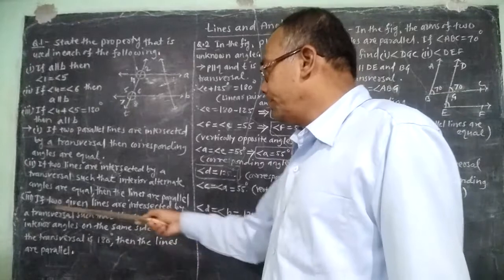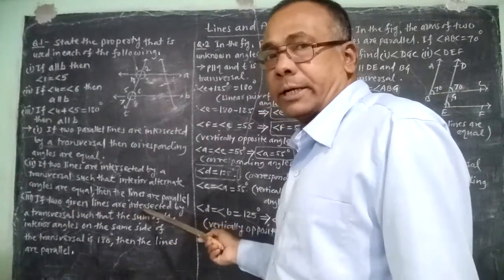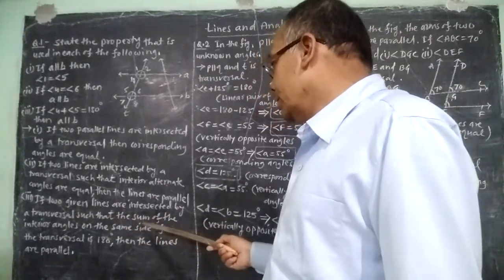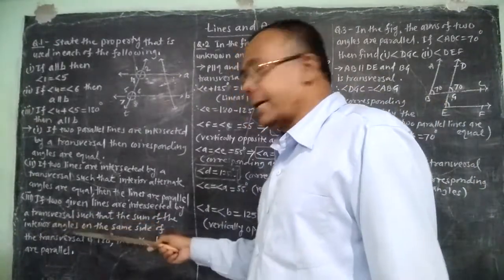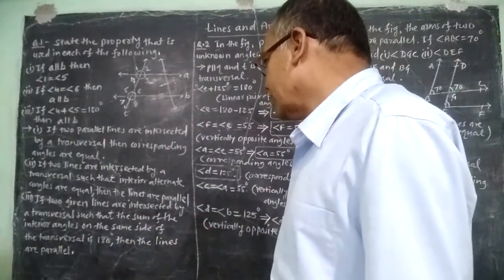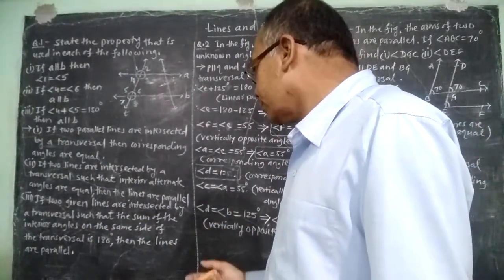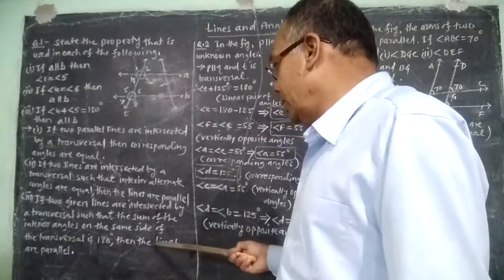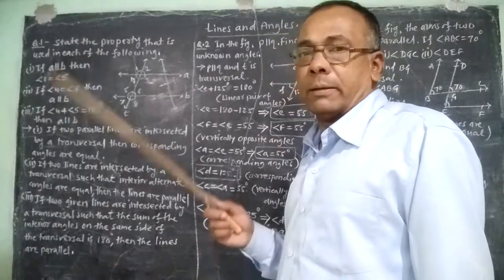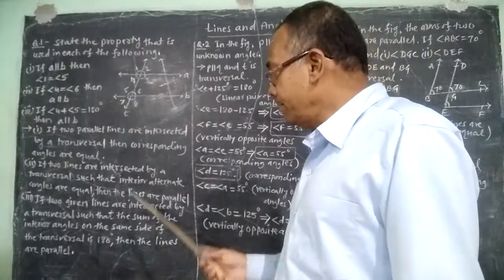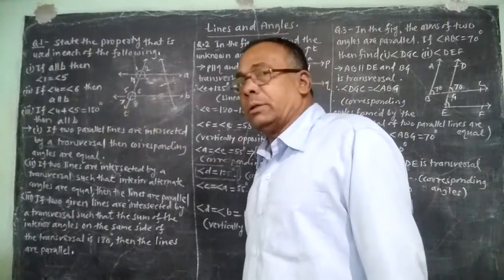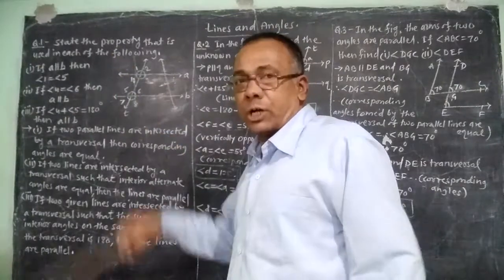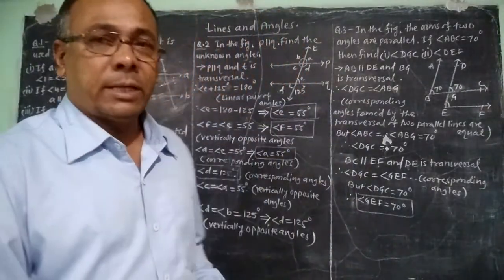So here, if two given lines are intersected by a transversal such that the sum of the interior angles on the same side of the transversal is 180 degrees, then the lines are parallel. So this was the first question, and we have given the properties which can be applicable for the answer.